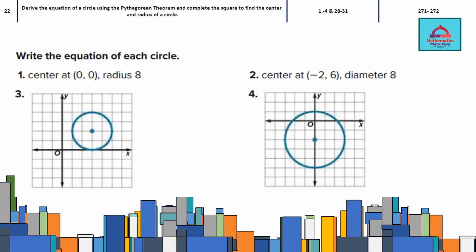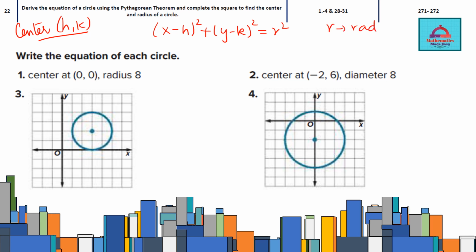Questions on equation of circle. For this, I'm going to use the equation of a circle in standard form. Let me give you the formula: (x minus h) whole square plus (y minus k) whole square is equal to r square. Here h comma k are the coordinates of the center of the circle, which is the point inside equidistant from each point of the circle, and r is the radius of the circle. So I'm going to use this equation for solving the questions. So let's do these questions 1 to 4 one by one.